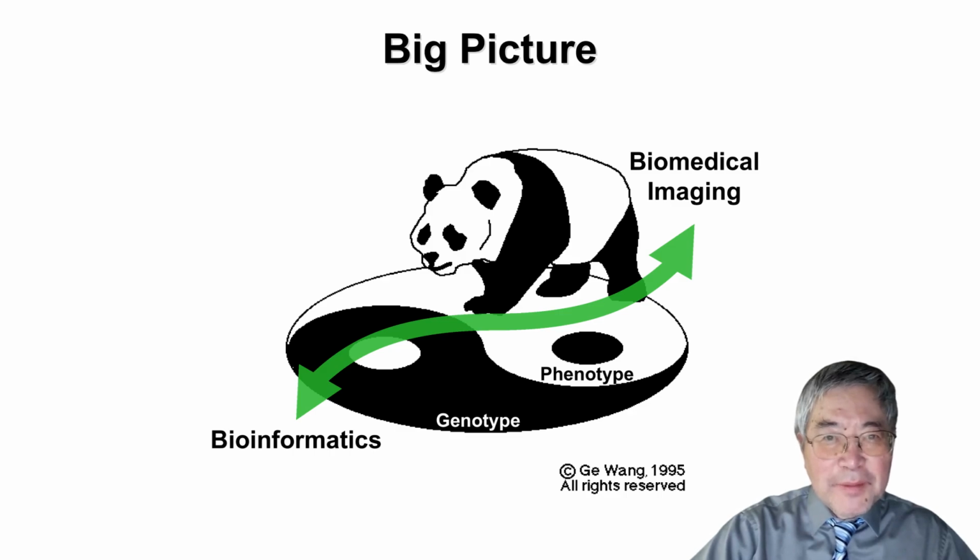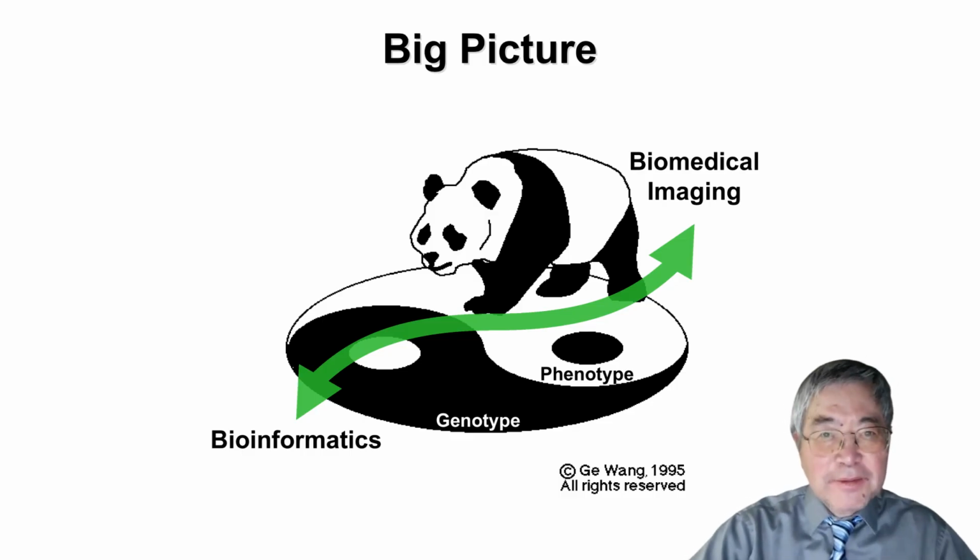To put everything in perspective, let's take a step back and look at the big picture. In understanding the human body, we often talk about two key concepts, phenotype and genotype. Genotype refers to your genetic makeup, the DNA that gives rise to your traits. Meanwhile, phenotype refers to the observable characteristics of an individual, such as physical traits, biological functions, and disease states.